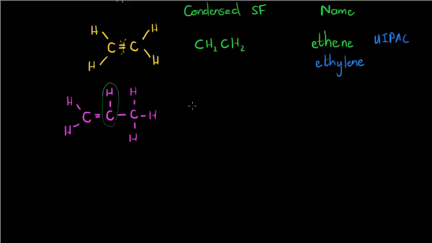The condensed structural formula for this one is carbon, the first carbon has 2 hydrogens, the next carbon has 1 hydrogen, and then the next carbon has 3 hydrogens. This one is called propene.